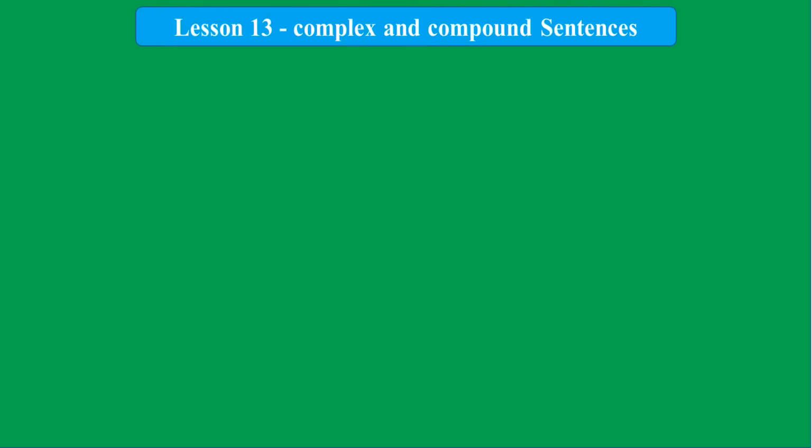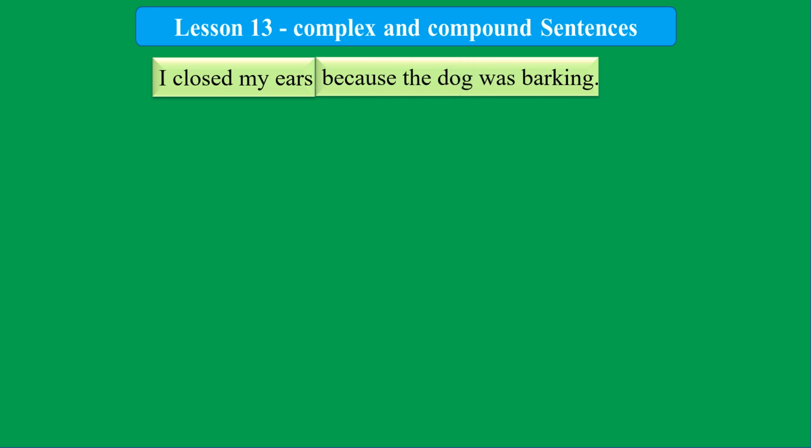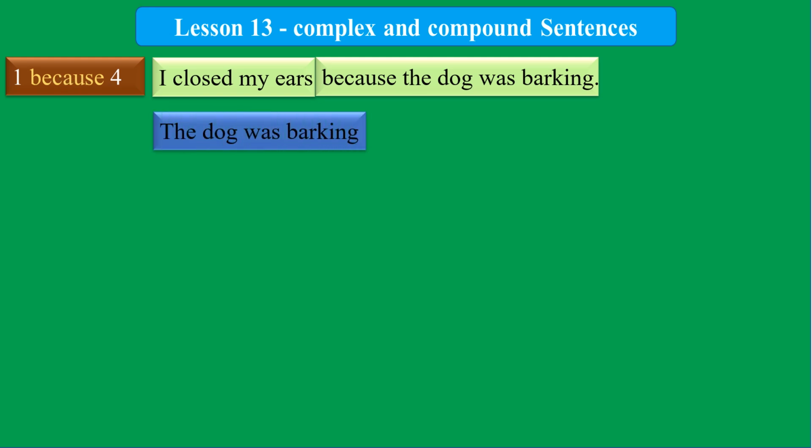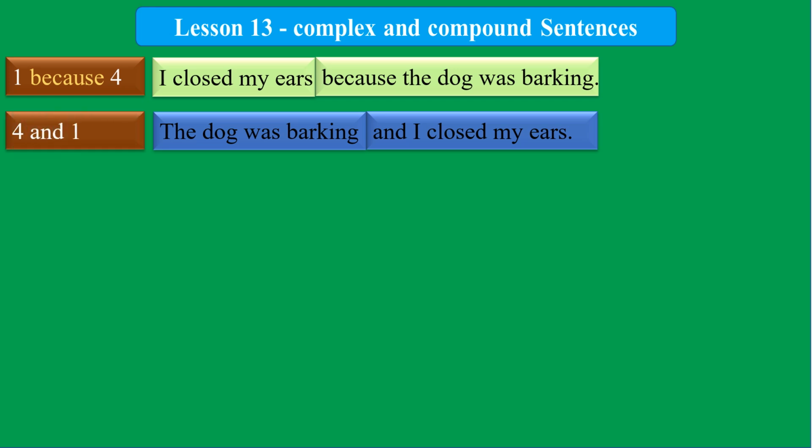Lesson 13, Complex and Compound Sentences. Look at this sentence. I closed my ears because the dog was barking. It is a combination of 1 and 4 tenses. The dog was barking and I closed my ears. That is a combination of 4 and 1 tenses.